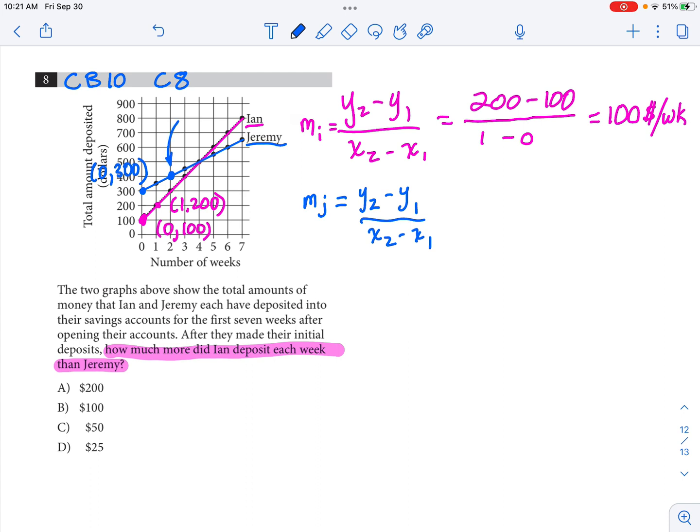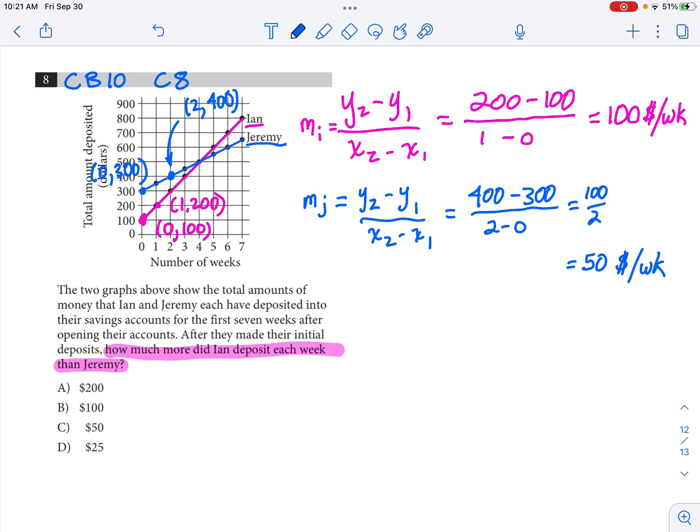Just draw an arrow there. That's 2, 400. And again, we use y2 minus y1 over x2 minus x1. So I'm going to do 400 minus 300 over, and in this case we have 2 minus 0. That's 100 over 2, or 50. So he's depositing money in his bank account at a rate of $50 per week.